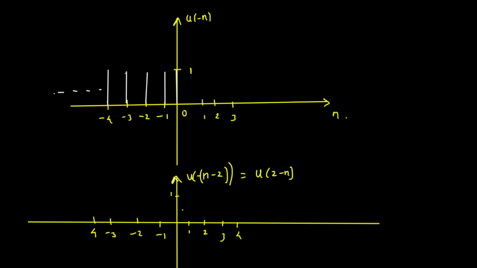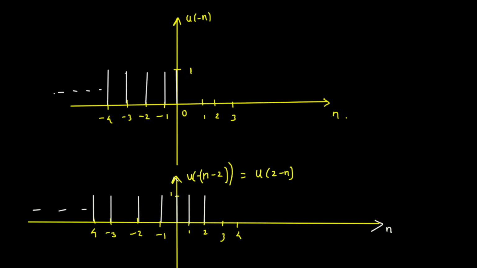That one we shift 2 units to the right, which means the initial point is going to be at 2 right now, and other than that the rest follows like the previous one, so it's going to keep on going forever. Now this is the graph we did for the unit step function.